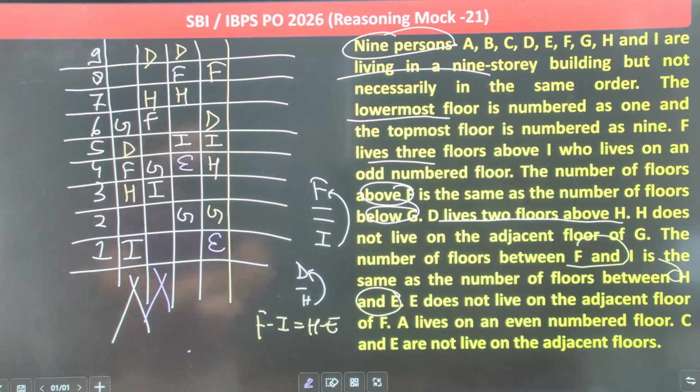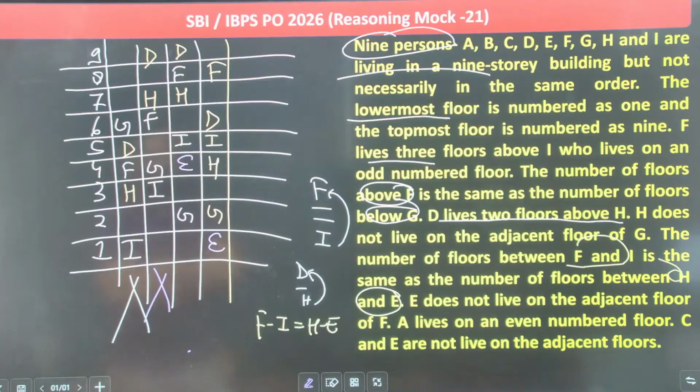Have we missed anything? Let's see. F is 3 floors above I, who lives on odd. F and G done. D 2 floors above H. H is not adjacent of G. FI is equal to HE. F to I, two; H to E. E is not adjacent.